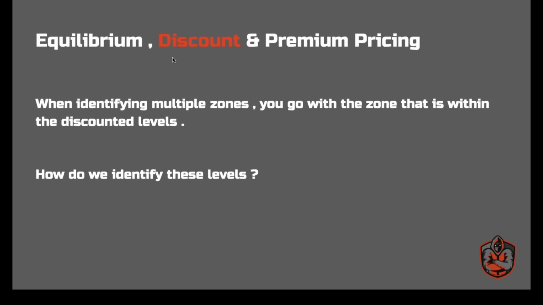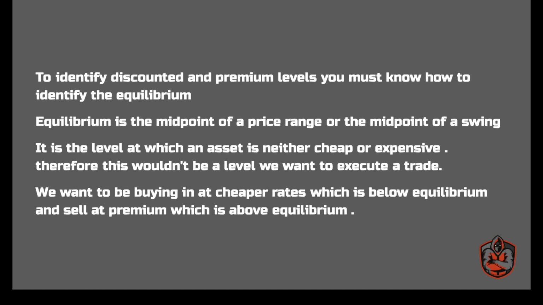Understanding equilibrium, discount, and premium pricing is essential when trading supply and demand. When identifying multiple zones, you go with the zone that is within our discounted levels. Now, how do we identify these levels? To identify discounted and premium levels, you must know how to identify the equilibrium.